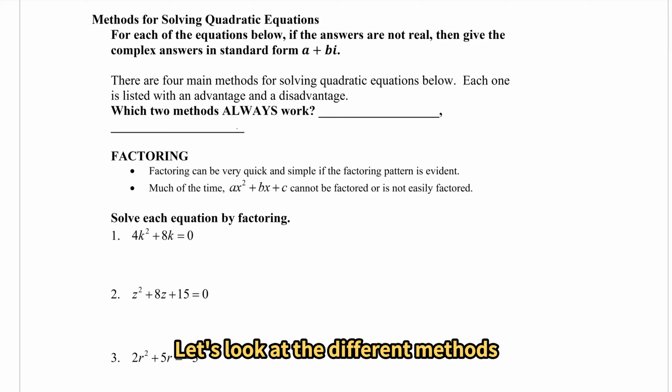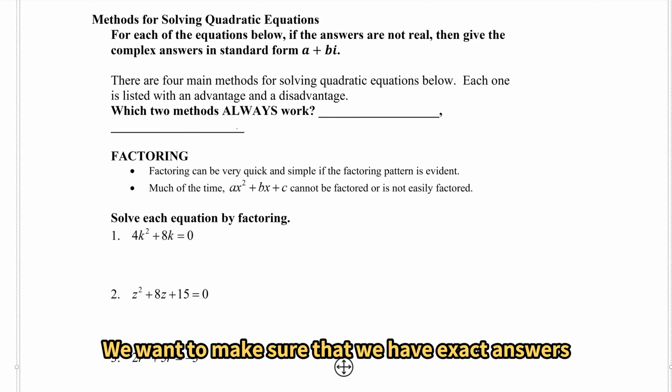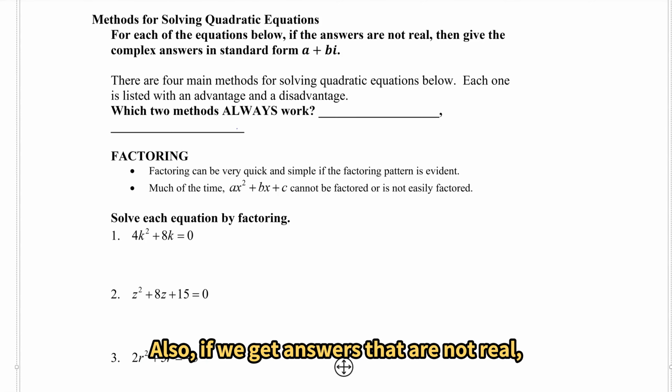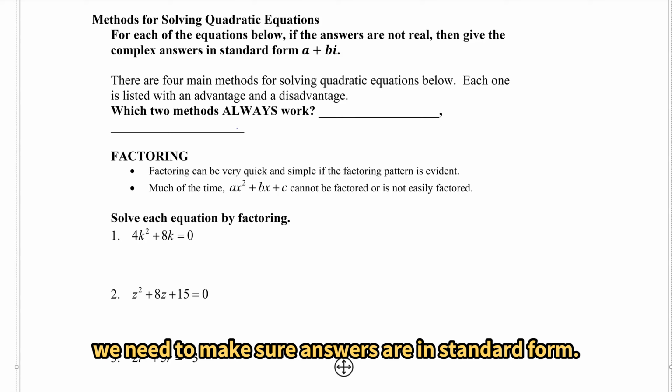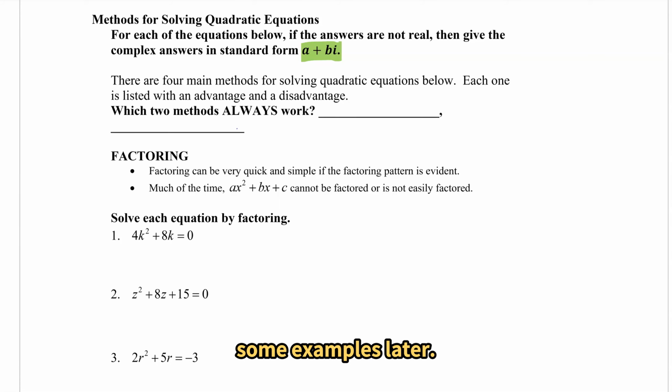Let's look at the different methods for solving quadratic equations. When we're solving quadratic equations, we want to make sure that we have exact answers unless we're asked to approximate them. Also, if we get answers that are not real, meaning we have a complex result, we need to make sure our answers are in standard form. And standard form is a plus bi. We'll see some examples later.